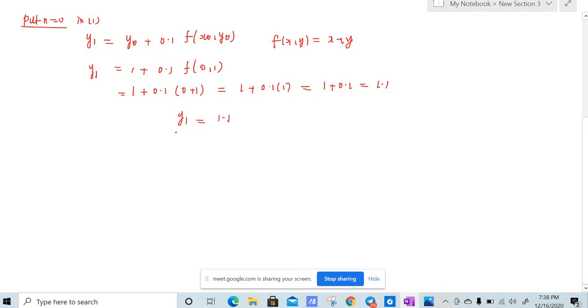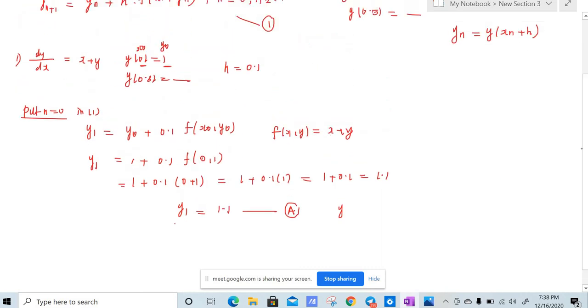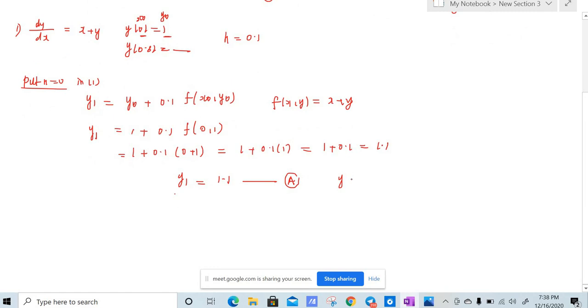Mark this as equation number A. So y1 is nothing but y of x naught plus h, which is equal to 1.1, where our x naught is 0 and our h is 0.1. So we have found y of 0.1 to be equal to 1.1. We need to find y of 0.3.